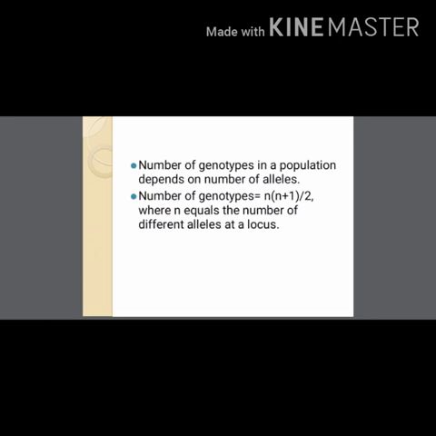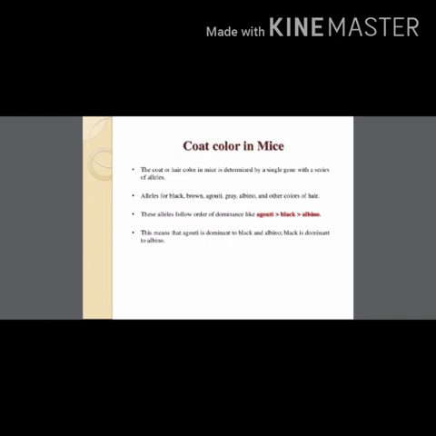Number of genotypes in a population depends on the number of alleles. So we can calculate the number of genotypes with the help of n(n+1)/2, where n equals the number of different alleles at a locus. Next example of multiple alleles is the coat color in mice, which is determined by a single gene with a series of alleles.